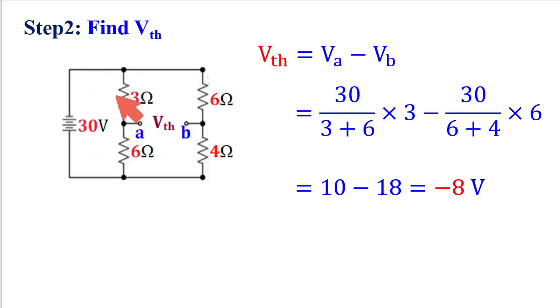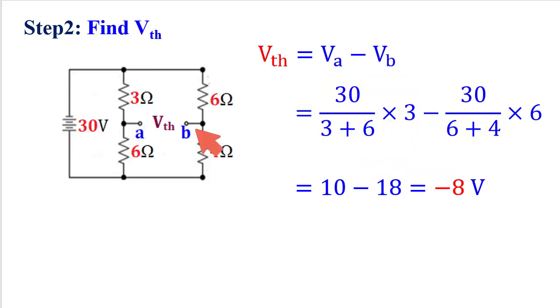That is the current flowing through this 3 ohm resistance multiplied by this 3. What is the current flowing through this 3 ohm resistance? This current will flow through this circuit, meaning 6 ohm and 3 ohm, due to the potential of 30 volt. So the current will be 30 divided by 6 plus 3. So that current multiplied by this 3 ohm will be the potential at point A. So current multiplied by 3, this is the potential at A.